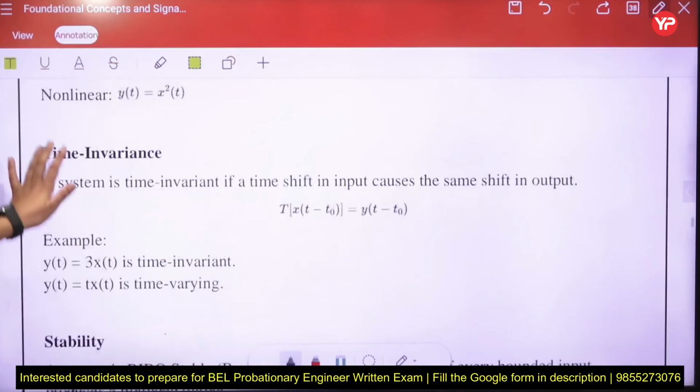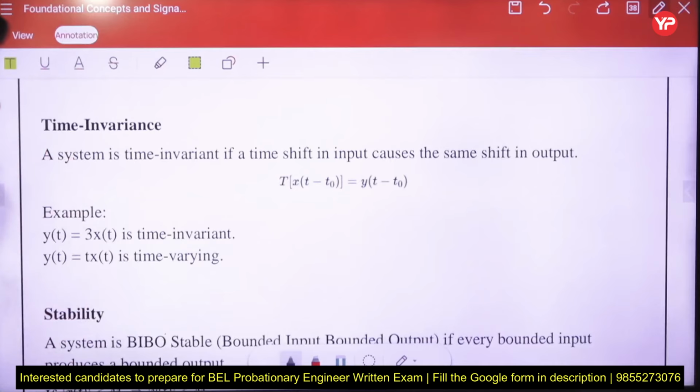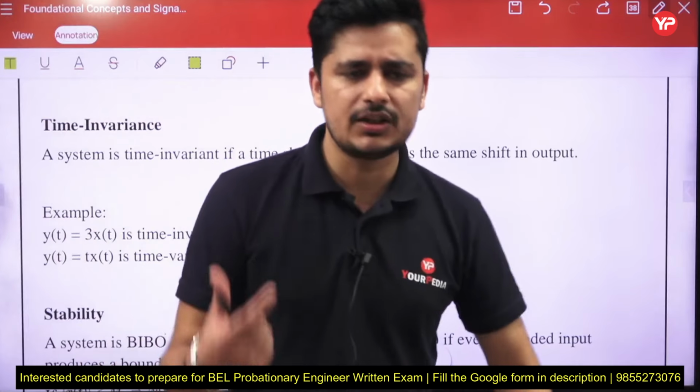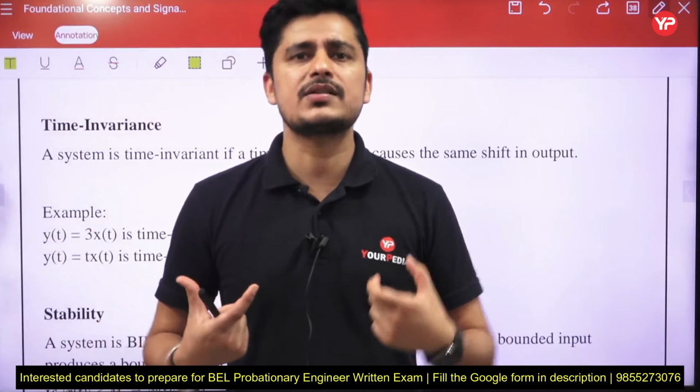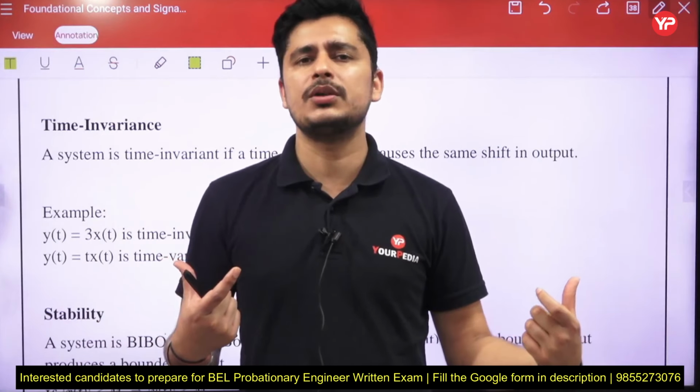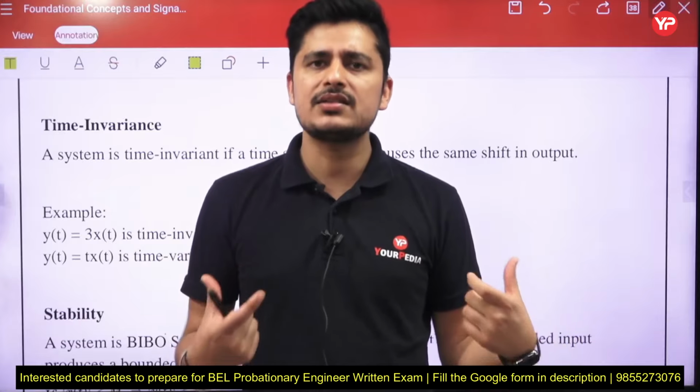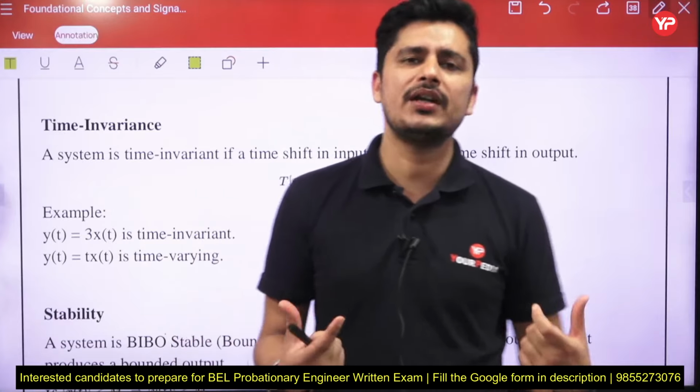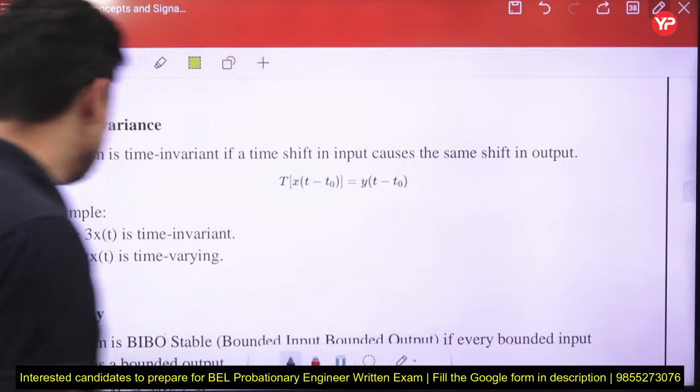Time invariant and time variant. Time invariant means that whenever you give an input to a system and you delay the input, the same amount of delay will appear in the output. If any system satisfies that, it is time invariant, otherwise time variant, right?